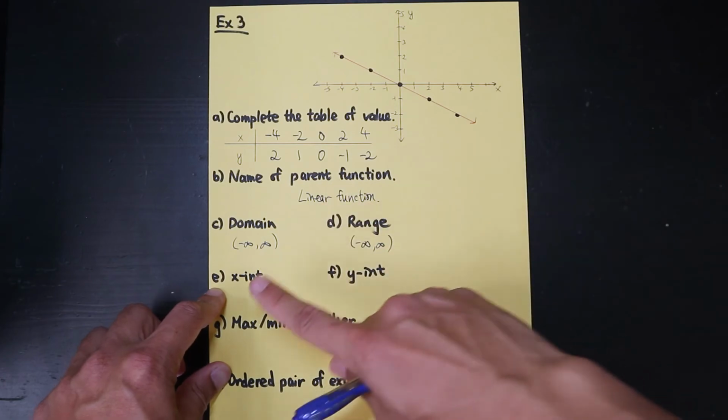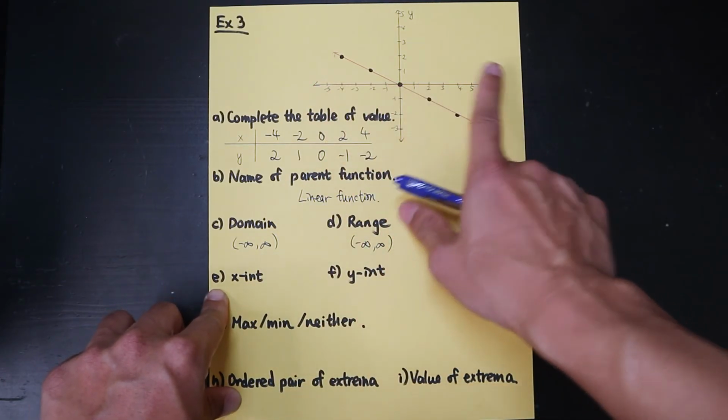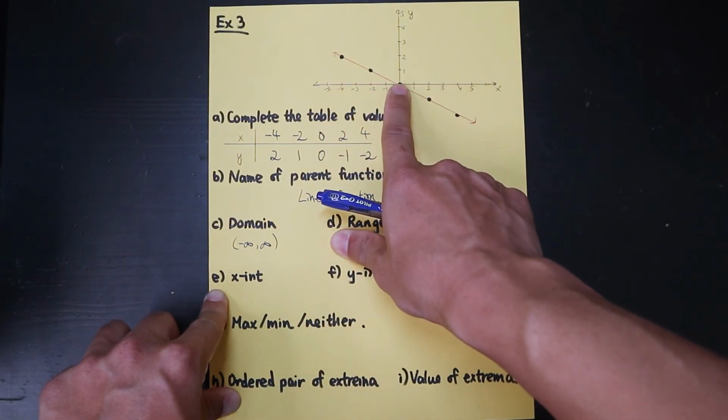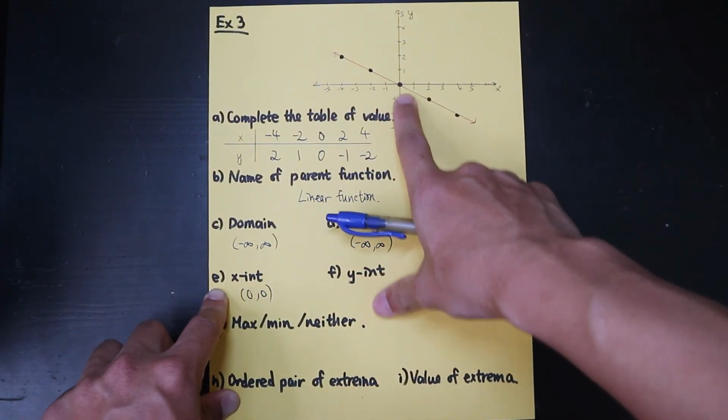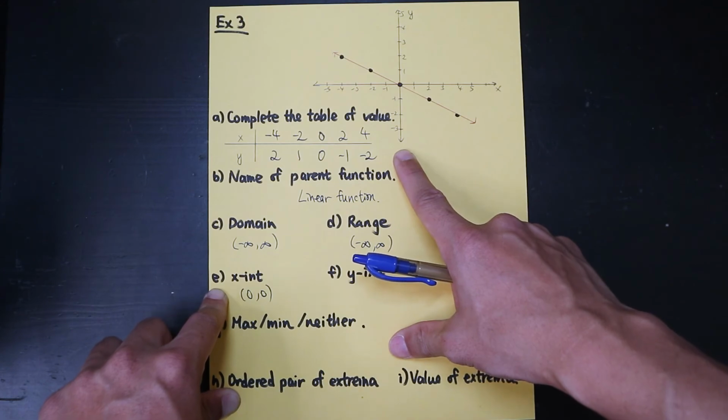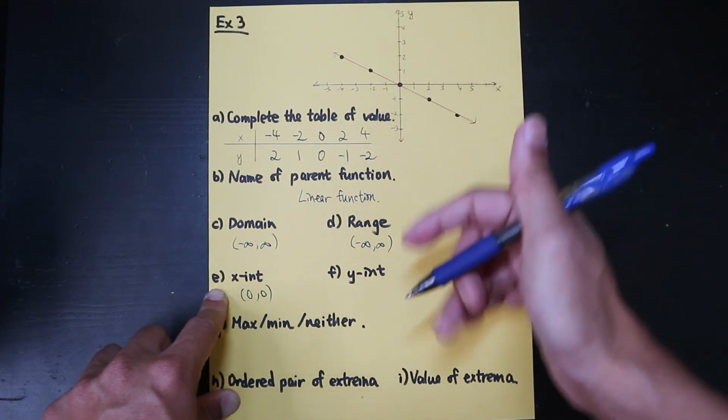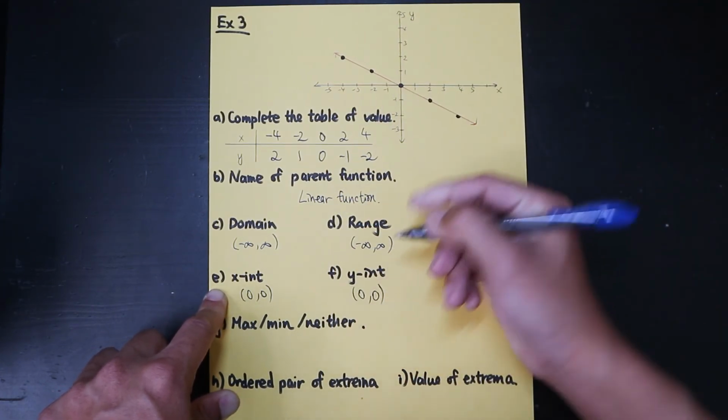Okay? Well, for your x-intercept, it looks like this graph intersects the x-axis at 0, so it's going to be 0, 0. Well, since this is at the origin, your y-intercept is going to be the same thing. It crosses the y-axis at 0, so it's going to be 0, 0 as well.